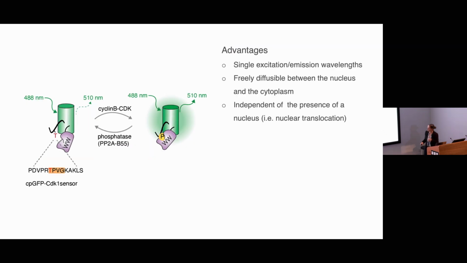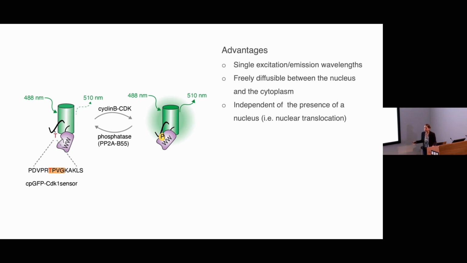So this is a summary of the first part. We have now this biosensor based on circularly permuted GFP. And we can now measure CDK activity with a single excitation and emission wavelength. It's also very small and freely diffusible in the nucleus and in the cytoplasm. That was always a big drawback of some of the other sensors, which are so big that they actually don't get imported into the nucleus. And also compared to other translocation-based kinase sensors, they are actually working completely independently of the nucleus. And this will become important later.